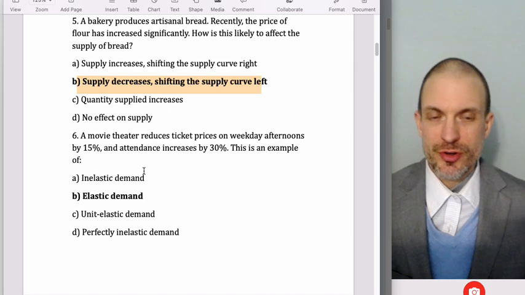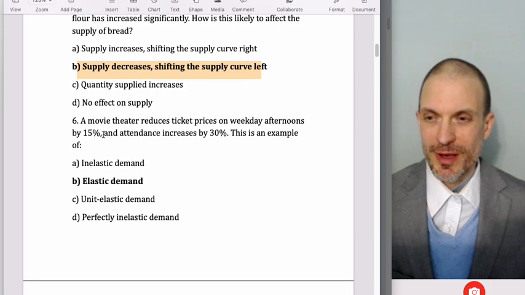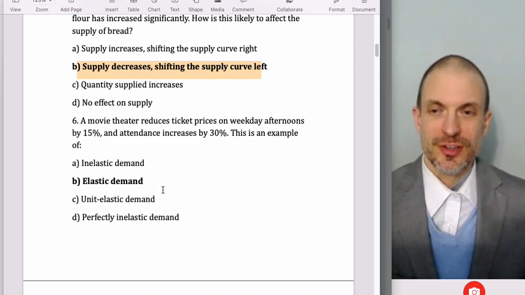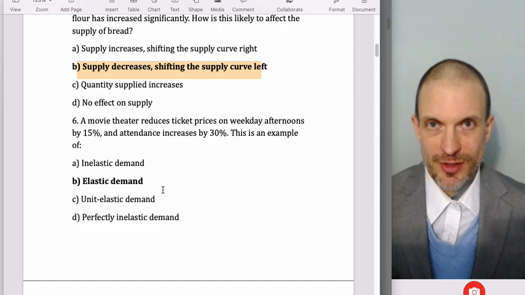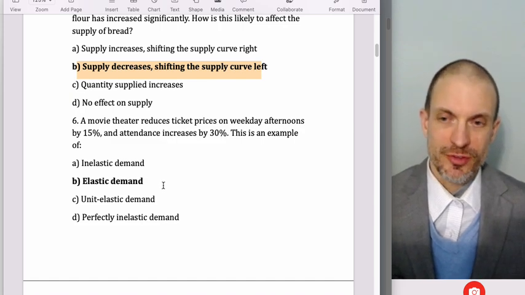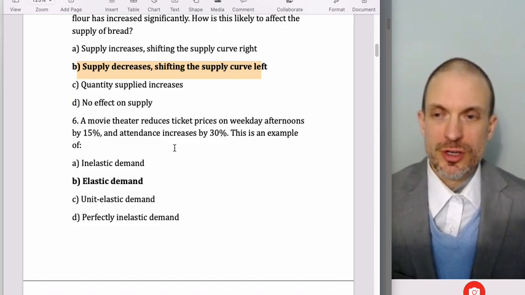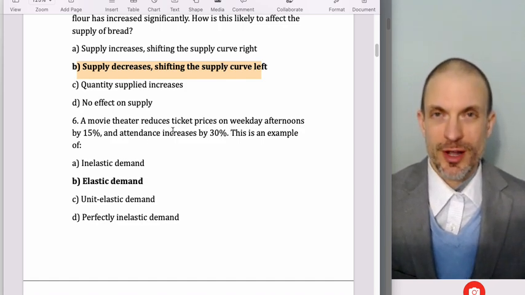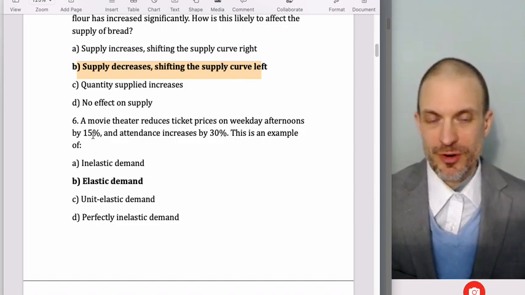A movie theater reduces ticket prices on weekday afternoons by 15%. Attendance increases by 30%. This is an example of, well, you could actually compute this, right? Our definition of price elasticity of demand is percentage change in quantity divided by the percentage change in price. So you could literally take 30%, attendance would be our measure of quantity, and divide by 15% and get 2.